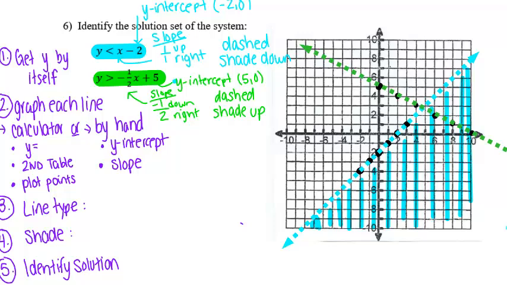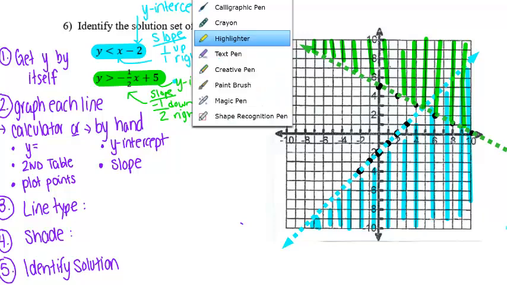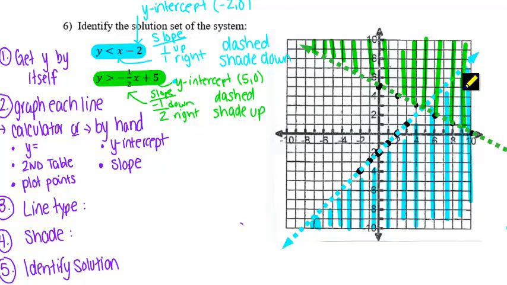So now the shading, we're going to shade up because it's greater. So we're going to start at our line and we're just going to go up everywhere from the green line, the green dashed line. Okay. All right, now the last step, identify the solution. That's where there is double shading going on. So I'm just going to put a big old S there. This is the solution.